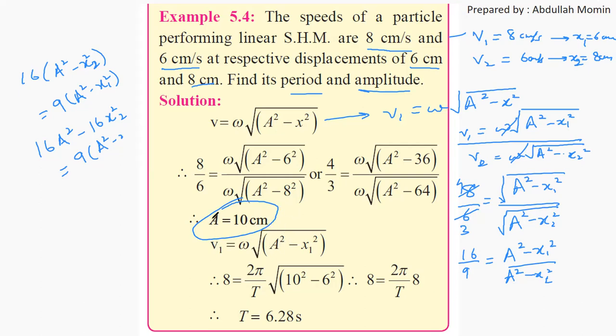Now we will put A is equal to 10 centimeter in the v1 equation, and when we solve that, we will get the time period as 6.28 seconds.